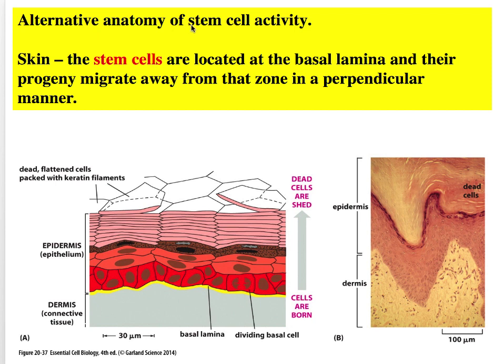The alternative anatomy of the skin has the stem cells being part of the basal epithelial layer, the one that touches the basal lamella. And their daughter cells are pushed upwards away from the basal lamella, whereas in the gut they're pushed along either to the left or the right. Regardless, the differentiated cells are further away from the stem cells in all cases.